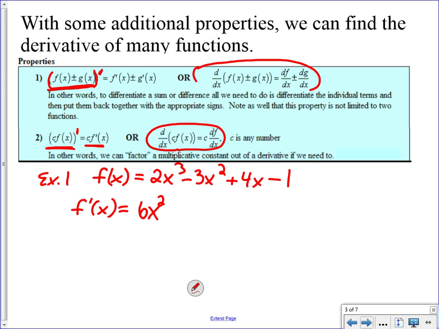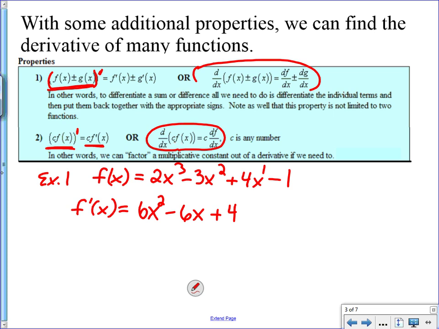Okay? For your second term, 2 times negative 3 is negative 6x. Subtract 1 from the 2, and that leaves you with a 1 for your exponent, which we don't typically write. And then plus, right now this is a 1 for your exponent. 1 times 4 is 4, times x to the 0 power, because 1 minus 1 is 0, and x to the 0 is equal to 1. And then the derivative of the negative 1 is 0. So we're done. That is f prime of x.